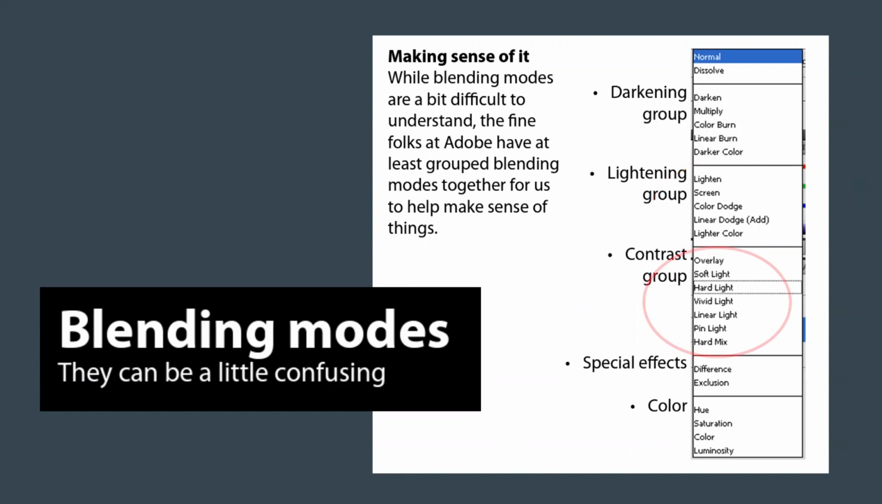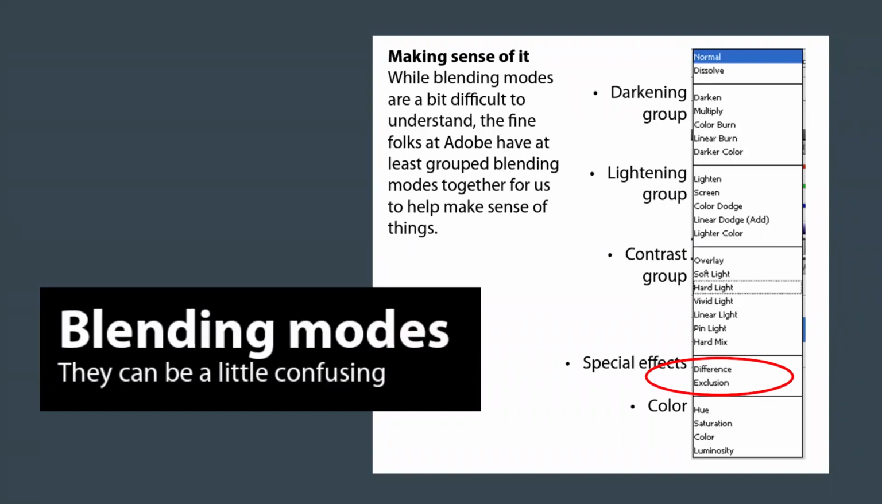The next group, it's really difficult to tell by any of the names of the blending modes in the group, because it doesn't say contrast anywhere in there. But this group is a contrast group. Each of these blending modes will increase the contrast of the image. Multiply, screen, and soft light, those are the three blending modes that I find most useful. And then we have a special effects group here that can be kind of fun.